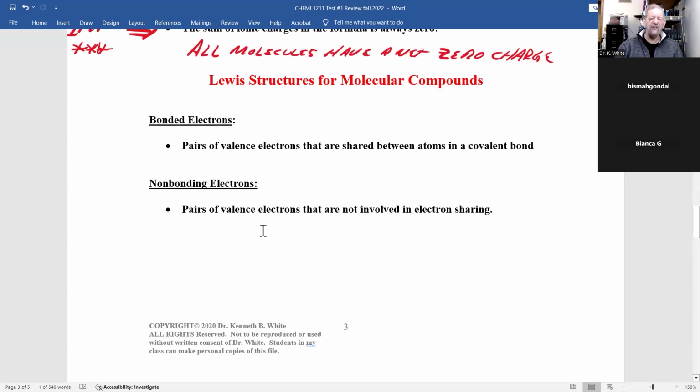Now, when we talk about covalent bonds, we have what's called bonded electrons and non-bonding. The bonded are those that are being shared between atoms, and I'll never ask on a test what's bonded or non-bonding, but you should be familiar with it. Non-bonding electrons are pairs of valence electrons that are not involved in electron sharing.